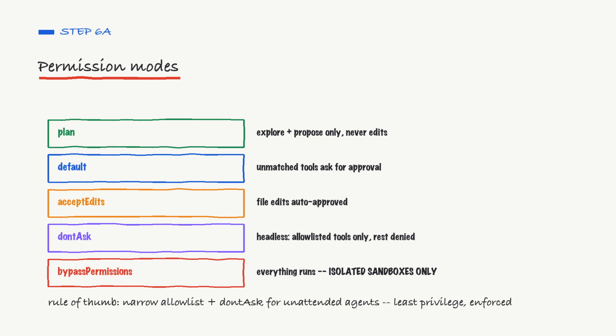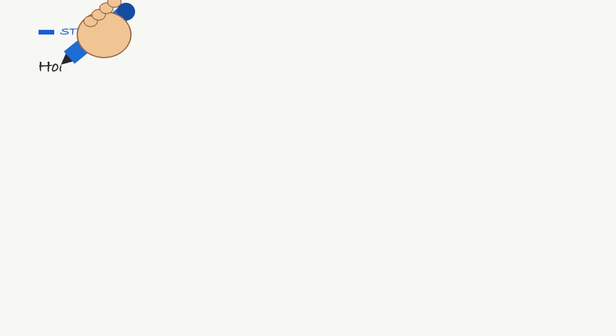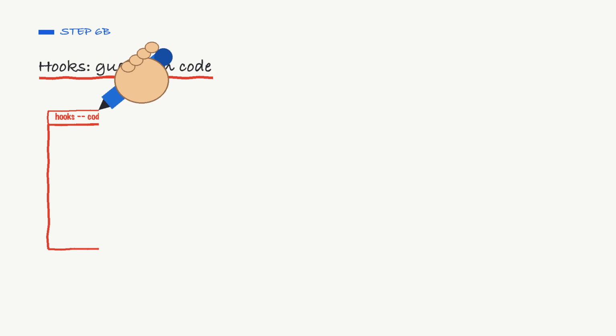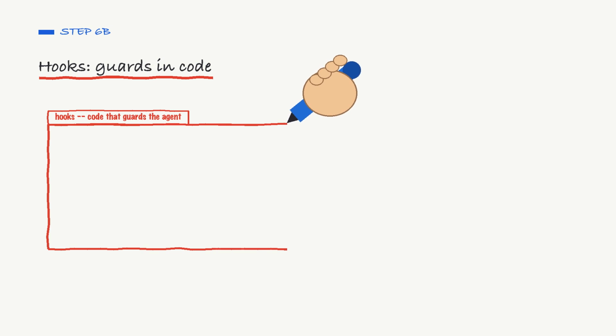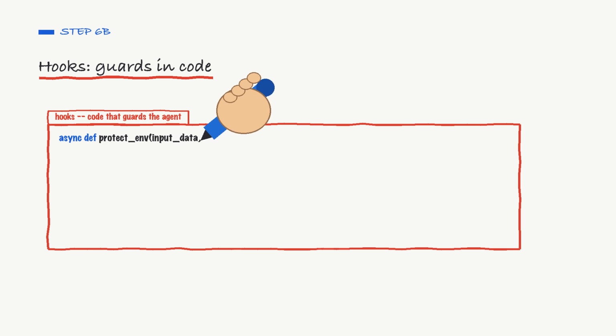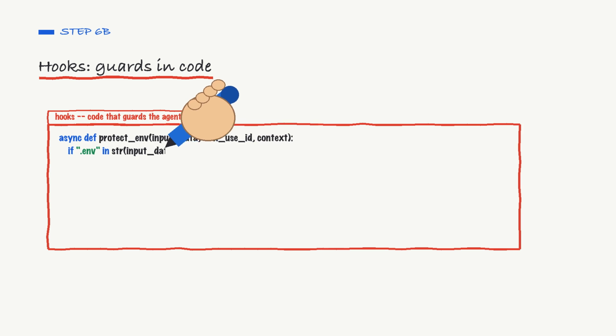The production rule of thumb: a narrow allow list plus don't ask. That's least privilege, enforced by the SDK, not by hope. And when policy needs to be code, hooks. A hook is a function the SDK calls at fixed points, the big one being pre-tool use, which fires before any tool runs and can block or rewrite the call.